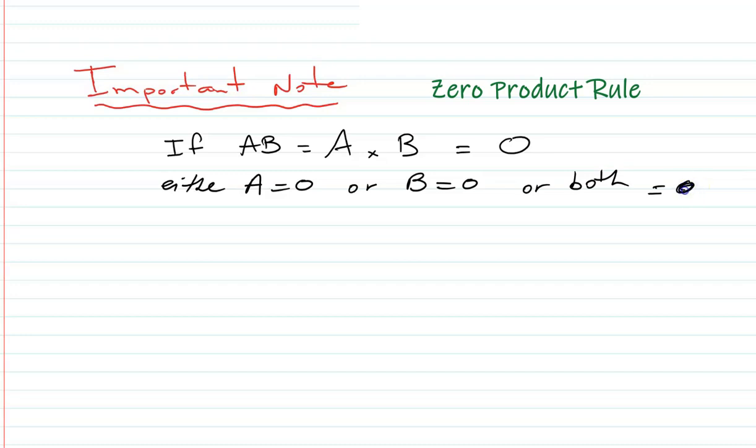That is a very important rule that you need to remember. It's called the zero product rule. So when you have two things to multiply and the product of that is 0, one of them must be 0 or both of them must be 0. And we're going to use this concept to use factoring to solve quadratic equations.